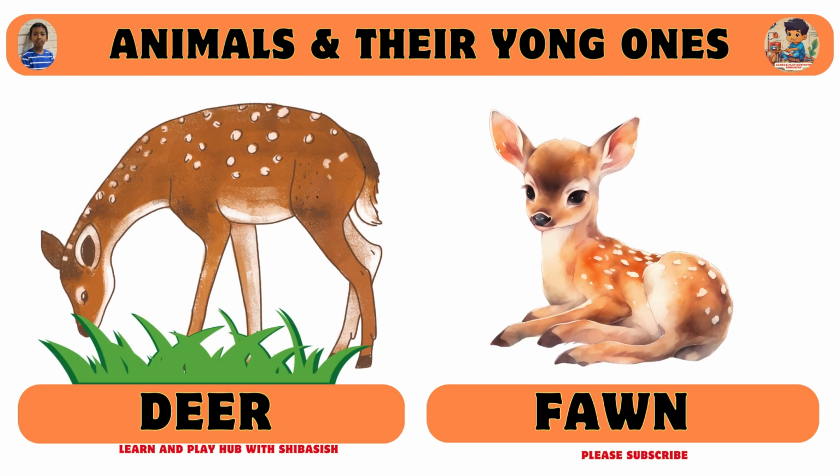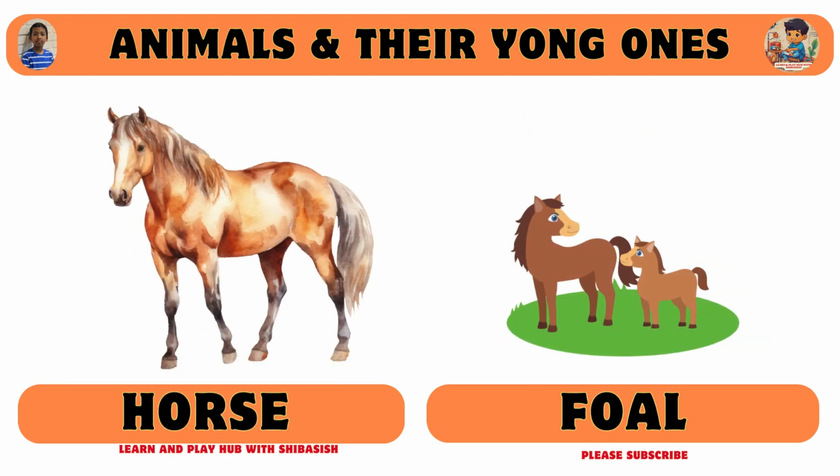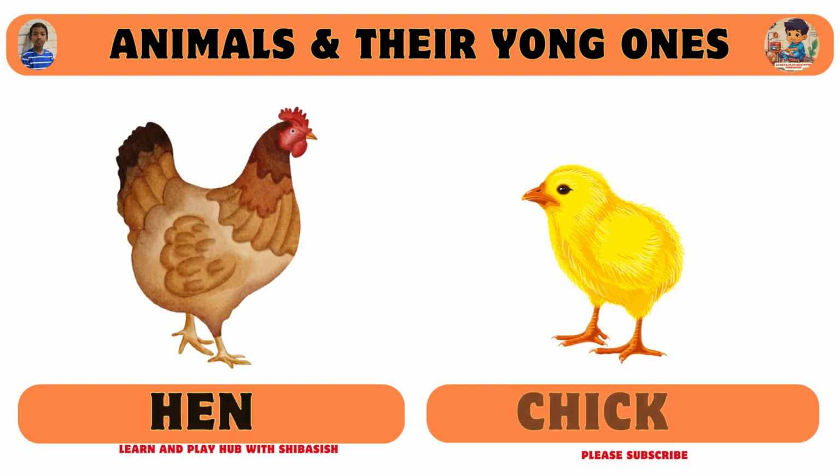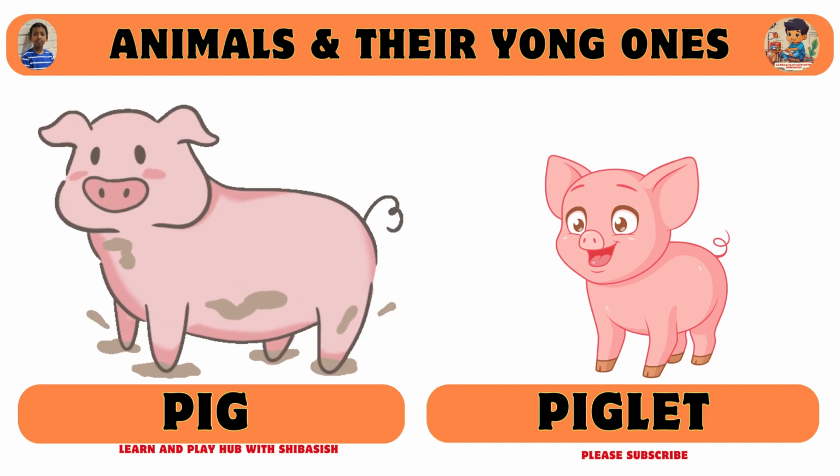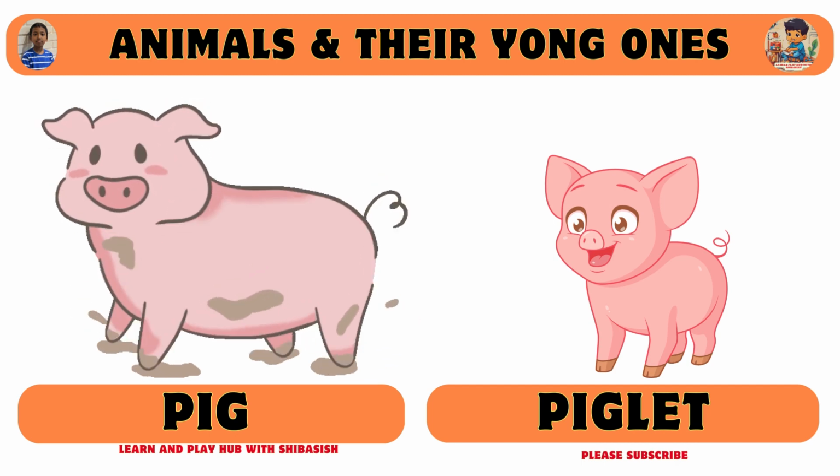Deer, fawn. The baby of a deer is called as a fawn. Horse, foal. The baby of a horse is called as a foal. Hen, chick. The baby of a hen is called as chick. Pig, piglet. The baby of a pig is called as piglet.